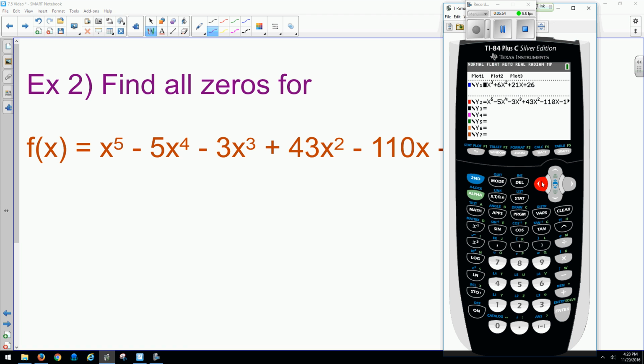I am going to unhighlight this and highlight this. And we're going to take a look at the graph in the standard window. So hopefully you're following right along with me here. And so we can see that it actually crosses the x-axis 3 times, and it looks to be at -3, -1, and 5. And so we can go ahead and verify that.